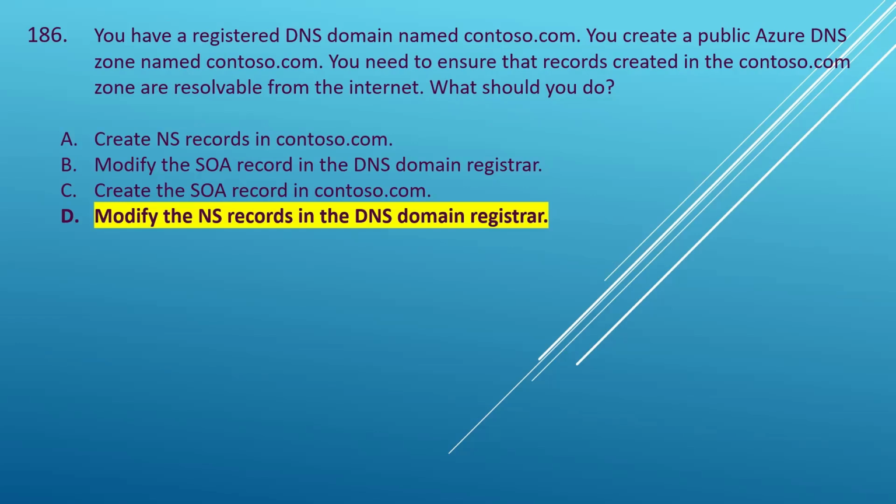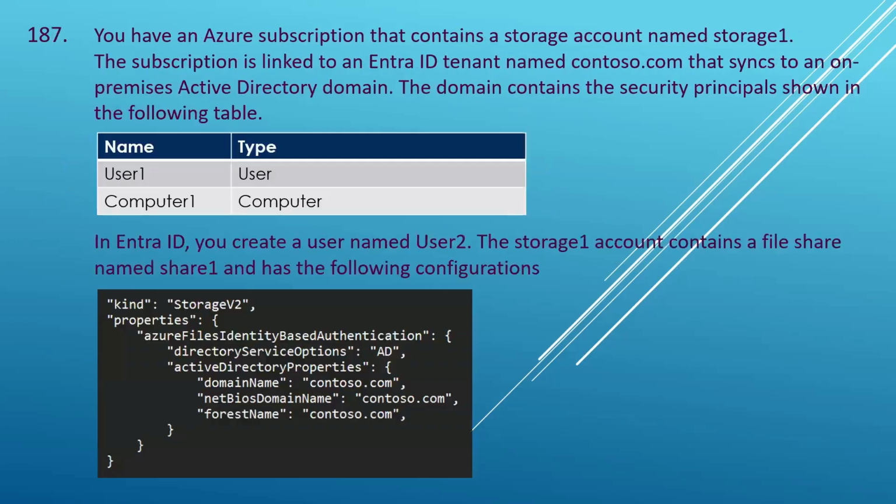Let's look at question number 187, folks. You have an Azure subscription that contains a storage account named storage1. The subscription is linked to an Entra ID tenant named contoso.com that syncs to an on-premise Active Directory domain. The domain contains the security principals shown in the following table. Now you have a user with the name of user1 and you have a computer with the name of computer1. In Entra ID, you create a user named user2.